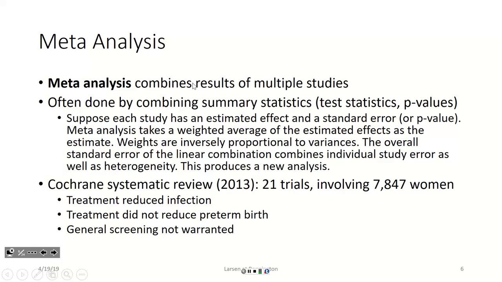There's an organization called Cochrane Review that does systematic reviews. That is, they employ researchers to find all the trials they can about the topic, pull out all the reported results, and combine them where they can. There were 21 trials involving about 8,000 women, and this concluded that treatment reduced infection but did not clearly reduce preterm birth. The conclusion was that general screening for asymptomatic bacterial vaginosis wasn't worthwhile. It wouldn't necessarily have a positive benefit.